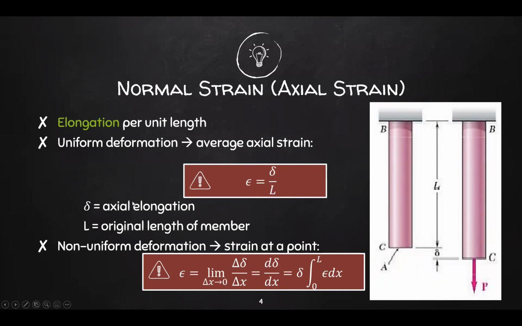Now, when you have non-uniform deformation, you're solving for strain at a point because your object is not deforming uniformly. So instead of using this equation, you have this integral equation here. So strain now is equal to the integral of strain dx from 0 to L. But for the purpose of our discussion, we'll usually just use the average axial strain. Okay?